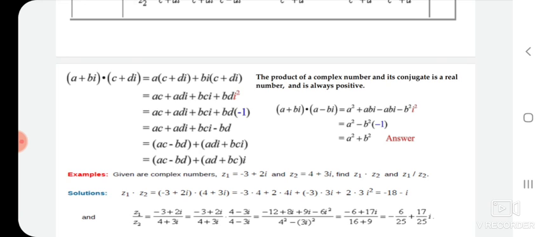Now, the remaining part of this chapter we will discuss in the next lecture. If you have any doubt related to complex numbers, its addition, subtraction, multiplication, division, or its complex conjugate, then you can ask me anytime.